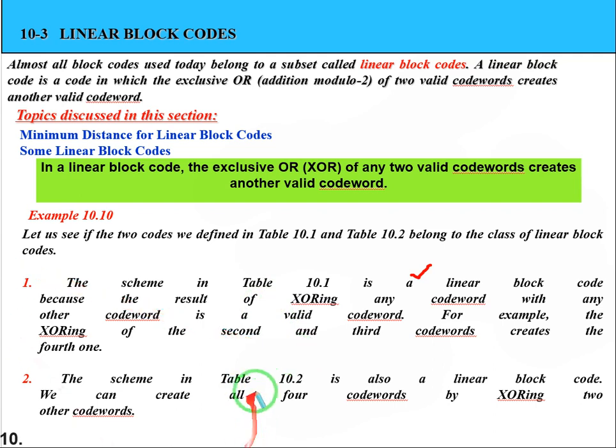Okay, the stream in table 10.2 is also a linear block code. We can create all 4 code words by XORing 2 other codes. Okay, so if I can show you, the table 10.2.